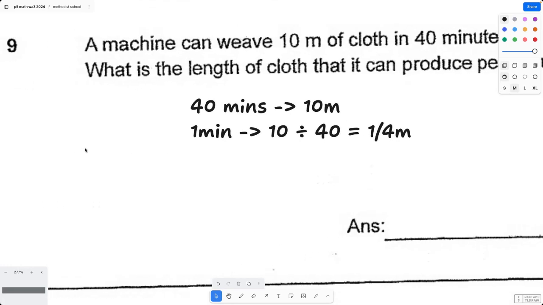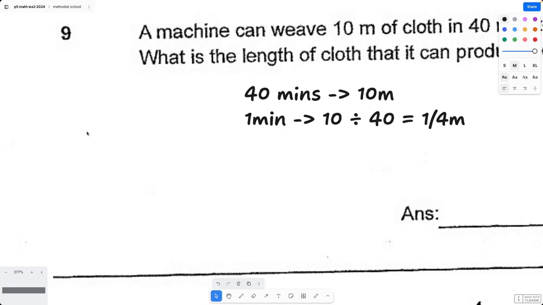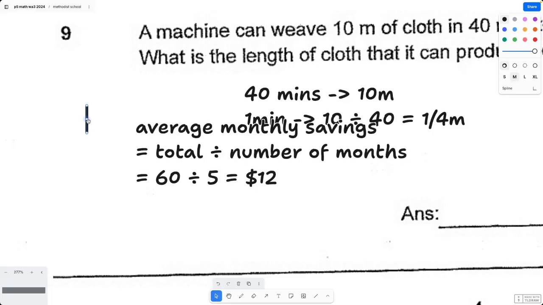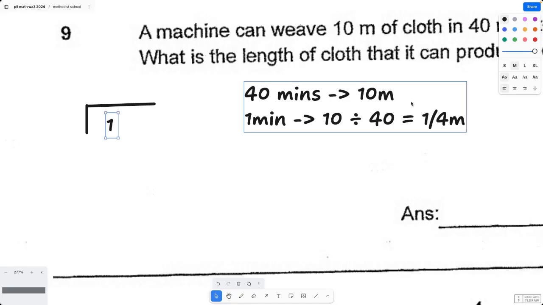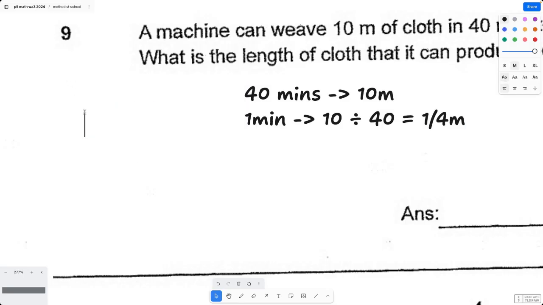or we can divide 1 by 4, right? So in essence, the fraction 1 over 4 meters is okay, or we can do the workings of 1 divided by 4. Usually if you've done this kind of workings, where you have 1 divided by 4, right? 10 divided by 40 is the same as 1 divided by 4. So I think the best way is to just put here 1 over 4.